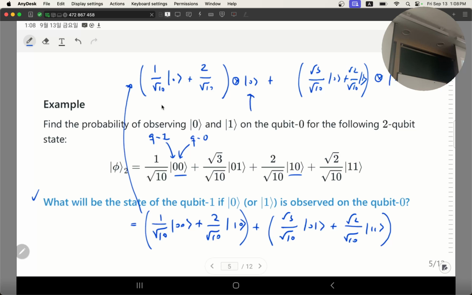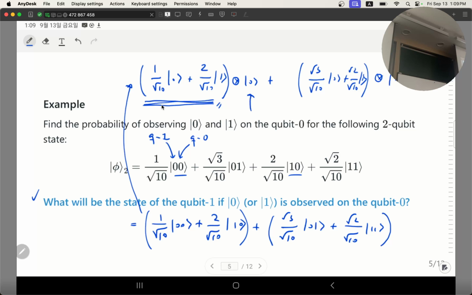So then, what will be the state of the remaining qubit? What will be the state of qubit 1? Will it be this or something else? If it's going to be this, then you can see that this is not a uniform state. If you take the strength of this qubit state, it's not 1.